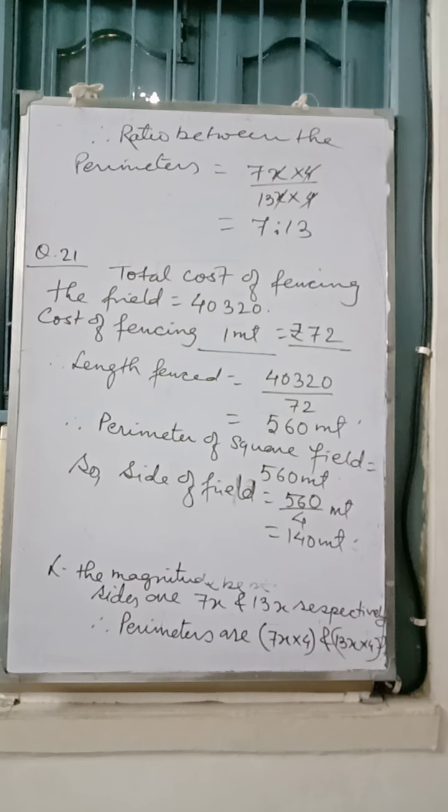Question number 22 is the same as question number 21. You have to get the perimeter. So 31,360 would be divided by 49. Once the perimeter is found, that is equal to the perimeter of rectangle whose length and breadth are in the ratio of 3:2.